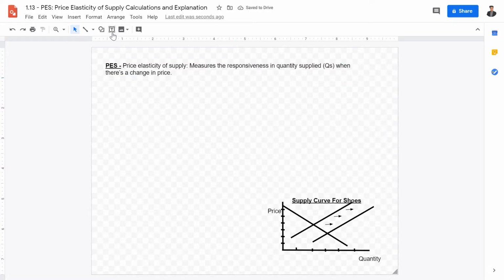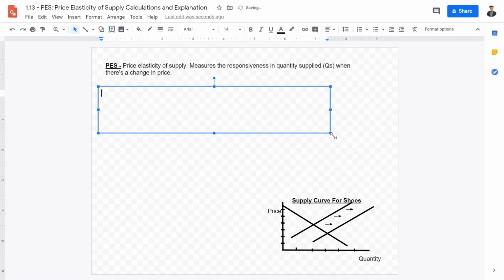Now, similar to price elasticity of demand, or PED, PES is calculated with a similar equation. What we do is percentage change in quantity supplied divided by the percentage change in price, equals PES. Okay, so this is the PES equation. It's really straightforward. Remember, price always goes on the bottom, and the quantity is on top.